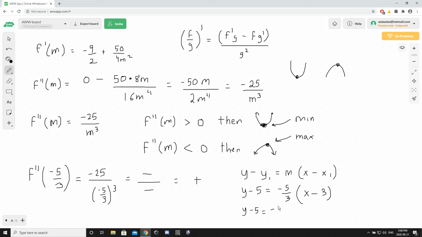equals -5/3 x, and then -5/3 times -3 is going to be a positive answer. That 3 is going to cancel out the 3 down here, so you get a positive 5. And you're going to add this 5 over onto this side to completely isolate that y and get your final answer. And here is your final answer: y equals -5/3 x plus 10.